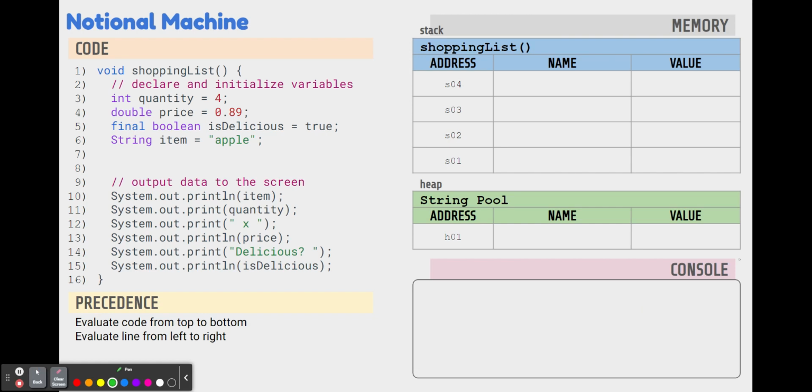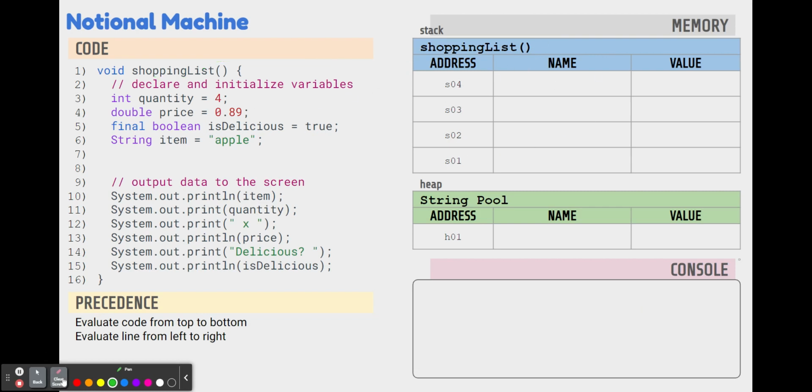So starting with line 1, we are creating a method called shopping list. Now this is the name that we just made up for this method. When Java sees that, it's going to create some space in its stack memory for this shopping list. And we're actually going to use this space in memory for our shopping list.